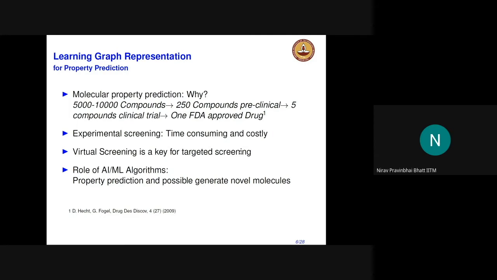And for that, we want to develop AI ML algorithms which predict the properties of interest, and in future possibly generate novel molecules which have a desired property, or at least an in silico desired property, which can be used later by experimentalists to synthesize a new molecule of the same kind and test it in the desired experiments.